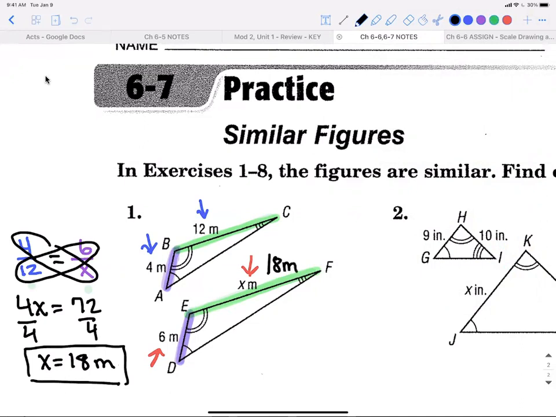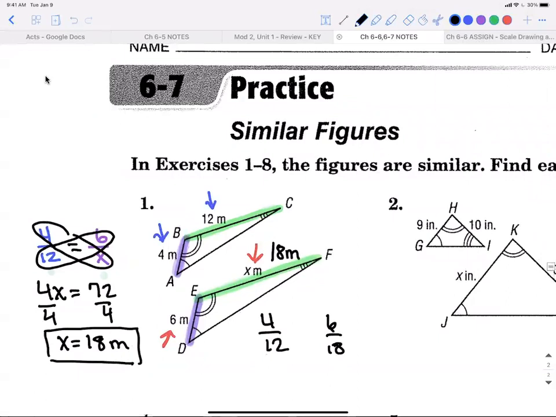And what that means is proportionally, 4 over 12 is proportional to 6 over 18. And if we test it, how do we test to see if two fractions are proportional? Can we reduce that one to 1/3? Can we reduce the other one to 1/3? You don't have to do that part. I'm just showing you that by finding X, we're finding the proportional length to make sure that our two fractions are proportional.